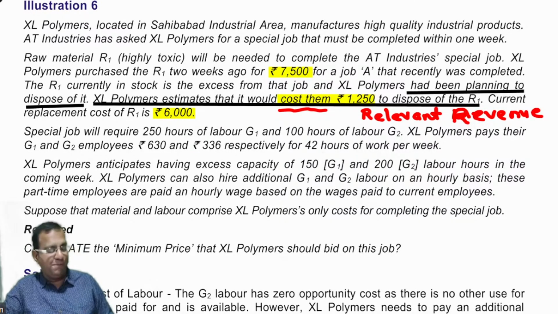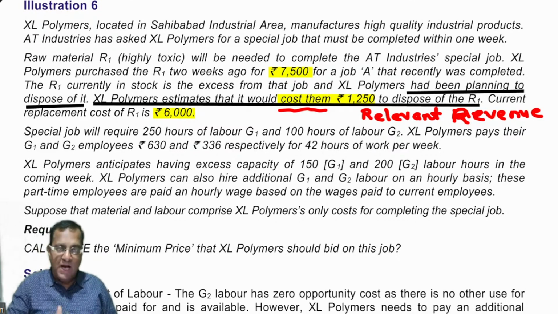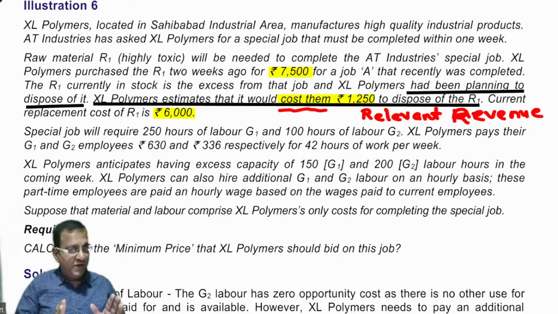The logic is very simple, beta. If we didn't receive the special order from AL Industries, then what are we planning? We are planning to destroy such raw material. If we destroy it, how much will it cost? 1,250. So please listen very carefully, beta. There will be an outflow in case there is no special order. Is the point clear? There is an outflow if there is no special order.